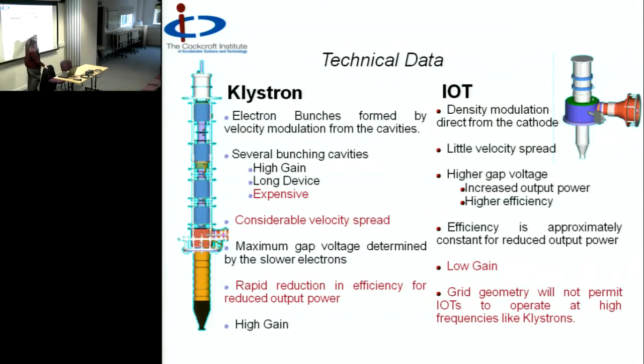The IOT is small and cheap. It has less output power and less efficiency than the Klystron and lower gain than the Klystron, but can be combined together to get you higher power, but smaller and cheaper. And the efficiency is higher. It's lower power, lower gain, but higher efficiency, the IOT.